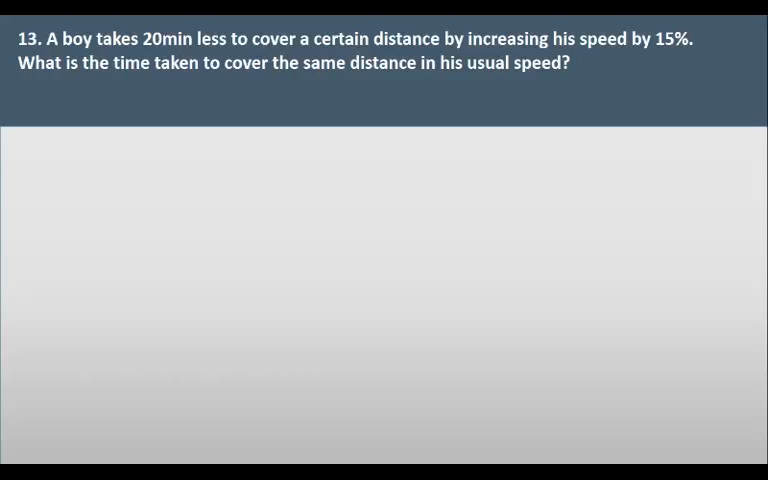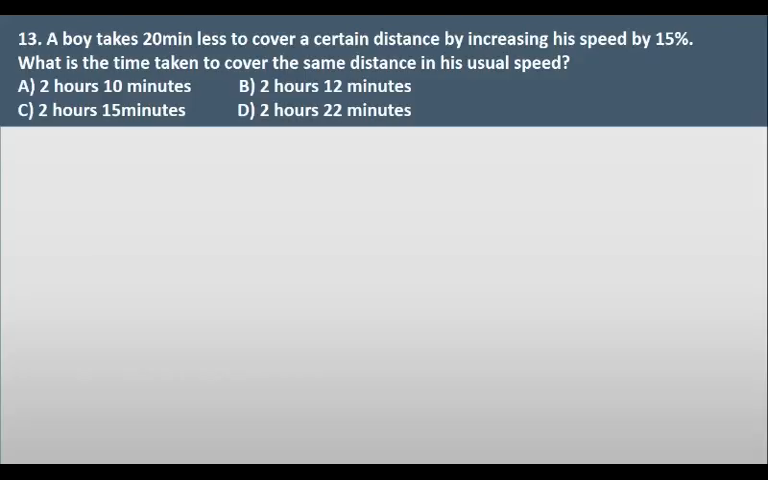In this problem, we have a boy who takes 20 minutes less to cover a certain distance by increasing his speed by 15%. What is the time taken to cover the same distance at his usual speed? And the options are 2 hours 10 minutes, 2 hours 12 minutes, 2 hours 15 minutes, and 2 hours 22 minutes. This looks a bit tricky. We have a lot of unknowns and 2 scenarios are given to us. So let us try solving the problem.